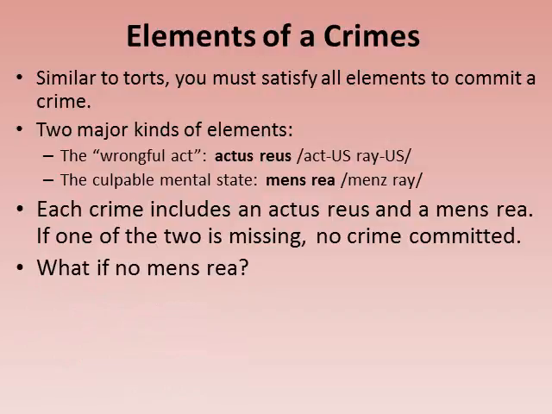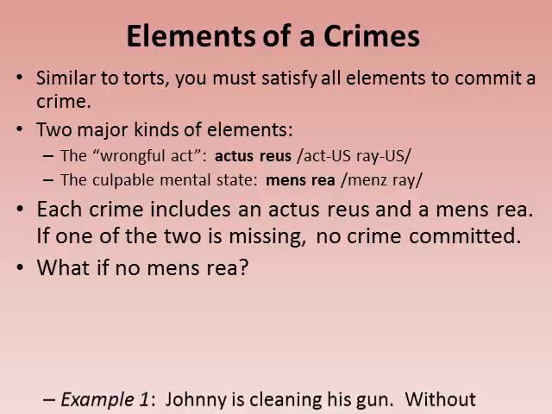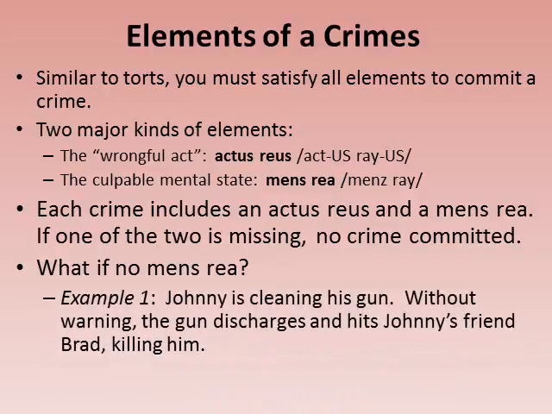Well, let's take a look and see how this works by looking at a situation that might be a crime, but for the fact that we don't have the culpable mental state, or the mens rea. Example 1. Johnny is cleaning his gun. Without warning, the gun discharges and hits Johnny's friend Brad, killing him.